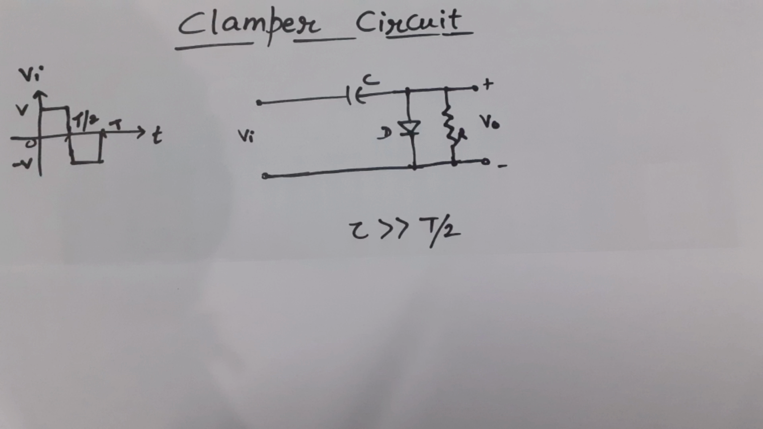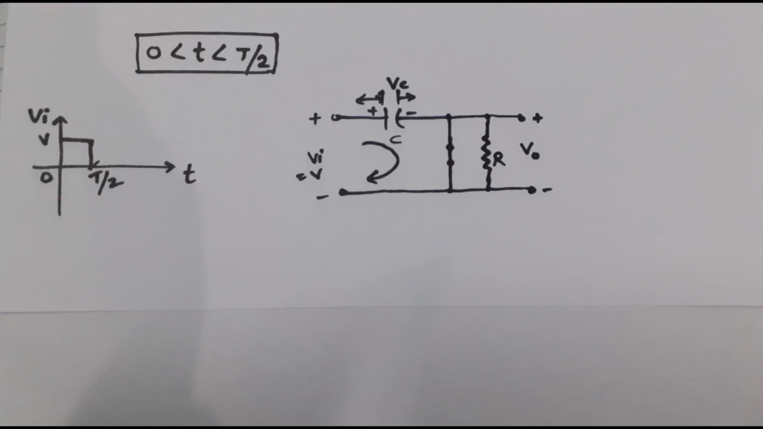So here we have a clamper circuit like the one given in the diagram. Here we have a capacitor connected with a diode and a resistor, as a clamper circuit has, and the input supply is given in digital form from -V to +V with time period T. So the first step is we apply the positive cycle of the input signal from 0 to T by 2 time interval. So in this condition, the positive cycle is provided.